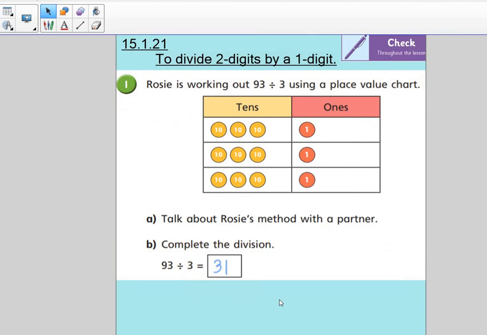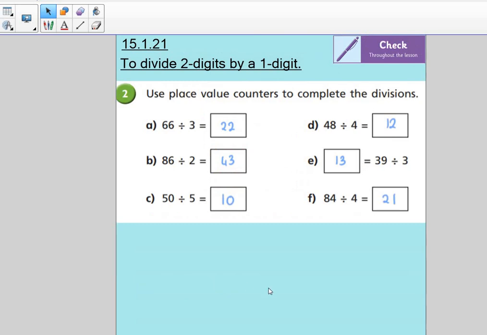Super work again today, guys. This is the part where you can check your work. So it says Rosie is working out 93 divided by 3 using a place value chart. So complete the division. 93 divided by 3 is 31. For question 2, here are your answers. You can mark your work and then move on to the next slide.